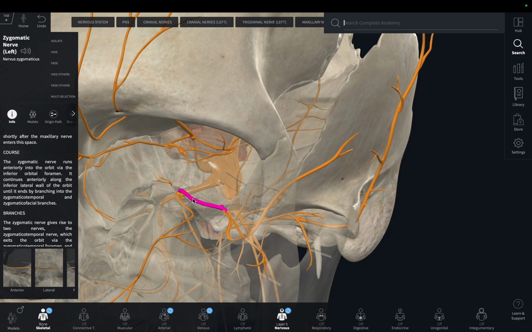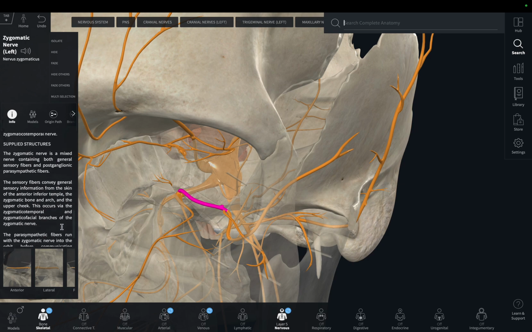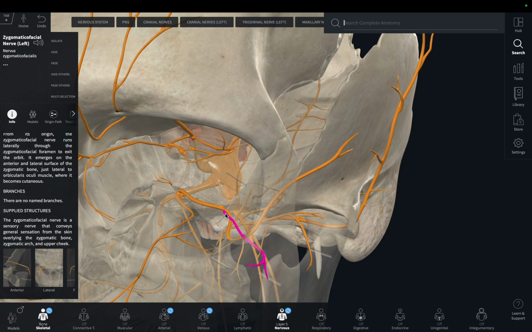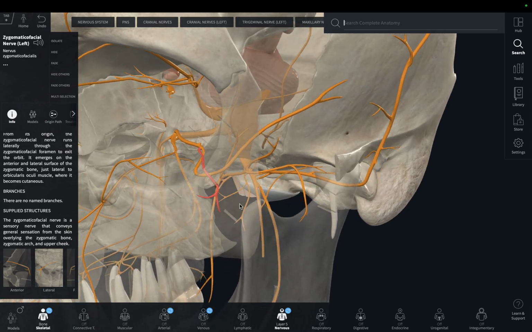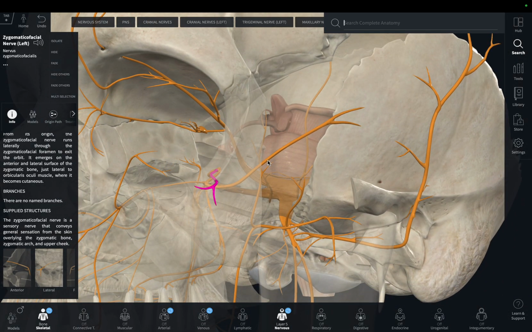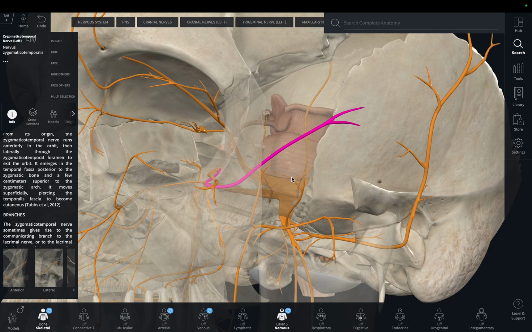This is the first branch, the zygomatic nerve, which gives off 2 branches and works to supply the skin of the anterior inferior temple, the zygomatic bone and arch, and the upper cheek. This occurs by the zygomaticofacial nerve, which runs along this part of the face, and the zygomaticotemporal nerve, which runs over the temporal bone.